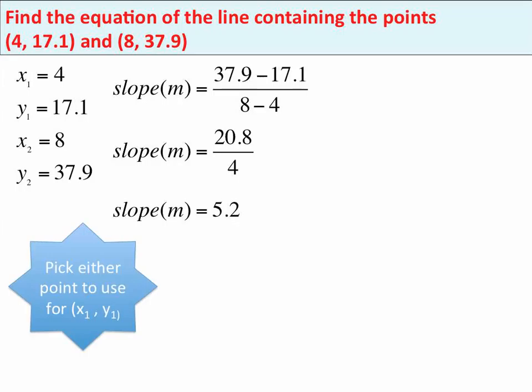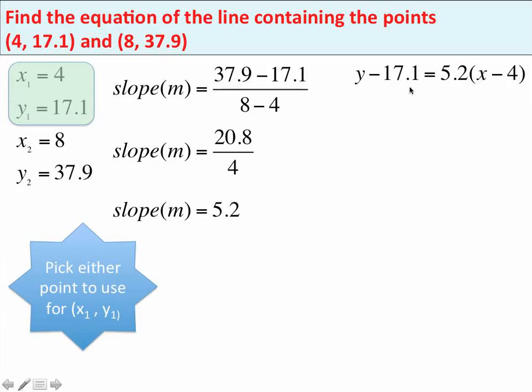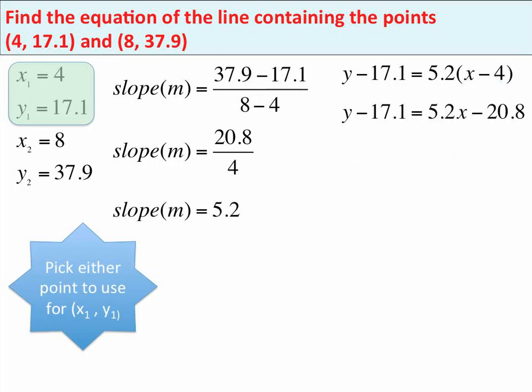I can pick either point to use when I do point-slope form. I'm going to pick the first point. You could have very easily picked the other point. And I'm just going to sub in y1, x1, and the slope. Okay, there they are. And then I'm going to simplify that into slope-intercept form. So I just distributed the 5.2, added 17.1 to both sides, and y equals 5.2x minus 3.7.